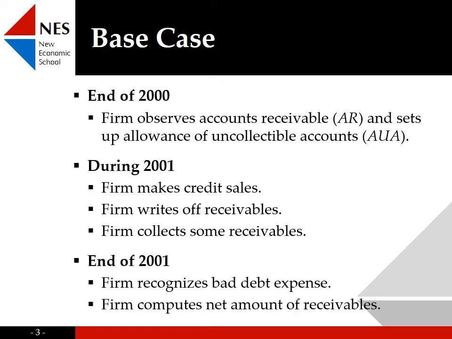The last phase will observe what happens to the company at the end of year 2001, when the company measures its receivables again, sets up the allowance, and recognizes the bad debt expense. At the end of year 2001, the company will also need to measure the net level of receivables, because the net level is going to be reported on the balance sheet. As you will see, what happens at the end of 2001 will be somewhat similar to what happens at the end of 2000.